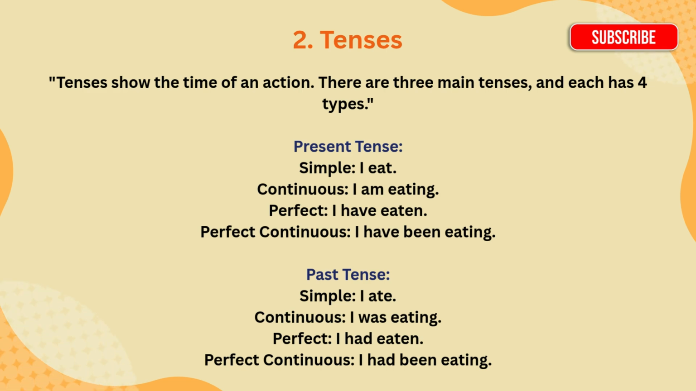Tenses show the time of an action. There are 3 main tenses, and each has 4 types. Present tense. Simple: I eat. Continuous: I am eating. Perfect: I have eaten. Perfect continuous: I have been eating.